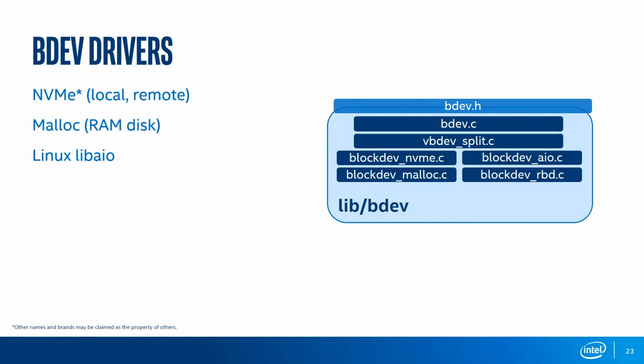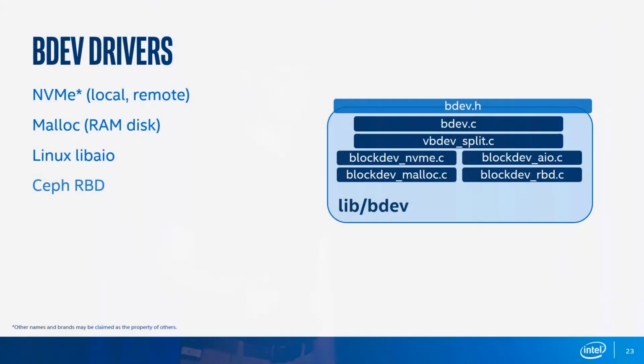We have a block dev that integrates with the Linux libaio library, which is the best way to do asynchronous I/O to kernel block devices. This is not as efficient as a complete user space driver like our NVMe driver, but if you want to access something that doesn't have a user space driver already written, you can still get to it using this AIO functionality. And as we talked about this morning, we have an RBD wrapper, so we can access Ceph devices as block devices through the RADOS block protocol.